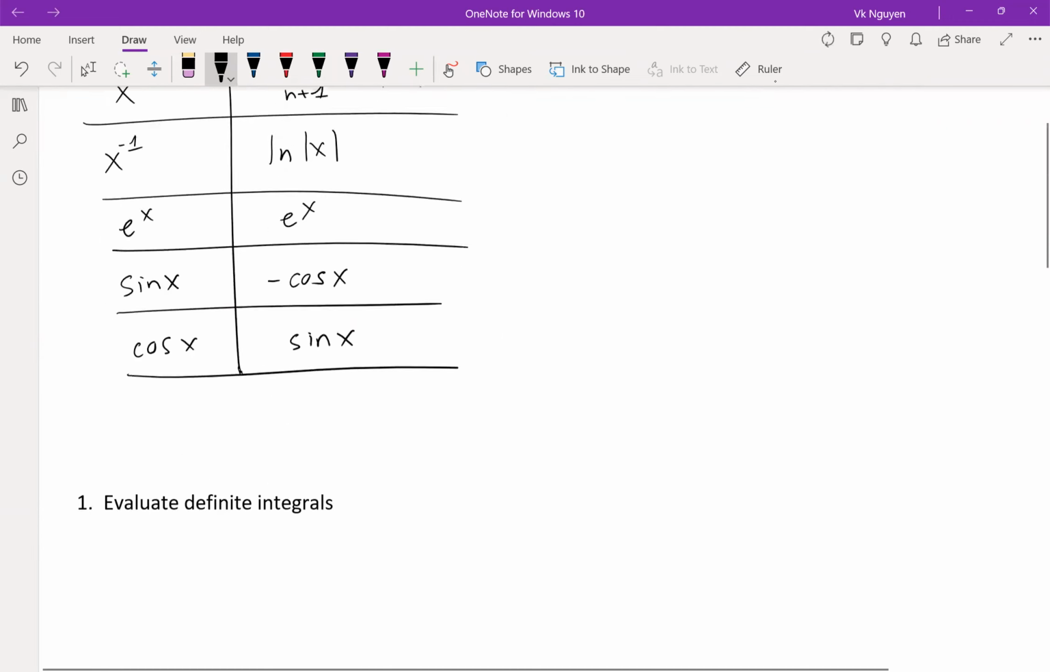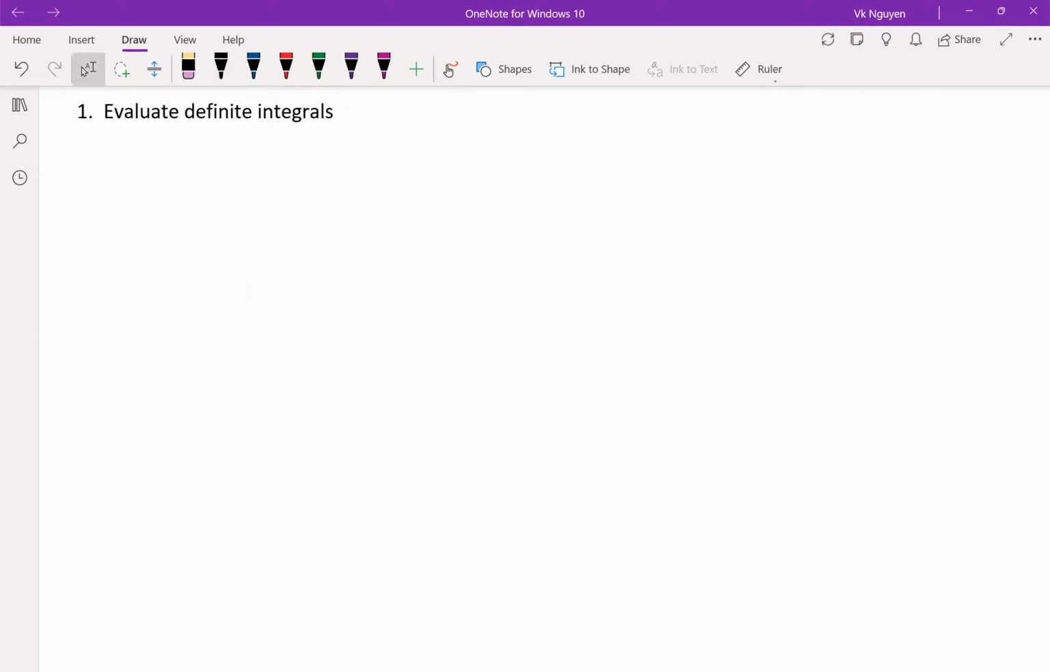Let's move on to number 1. Evaluate the definite integral. Let's begin with the integral from 0 to 2 of (x minus 1) squared dx. We don't have an antiderivative of x minus 1 to the power 2, so we've got to FOIL it out. Integral 0 to 2, FOIL it out, and we have x squared minus 2x plus 1 dx.